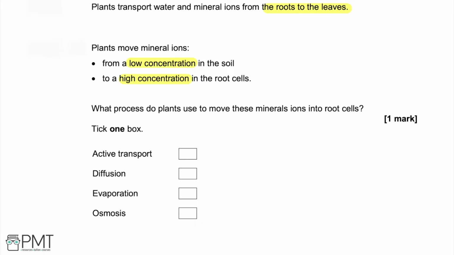Active transport is a movement of substances from a low to high concentration and requires energy. Now this is what's happening here. Substances are moving up their concentration gradient. Therefore, active transport is our answer.